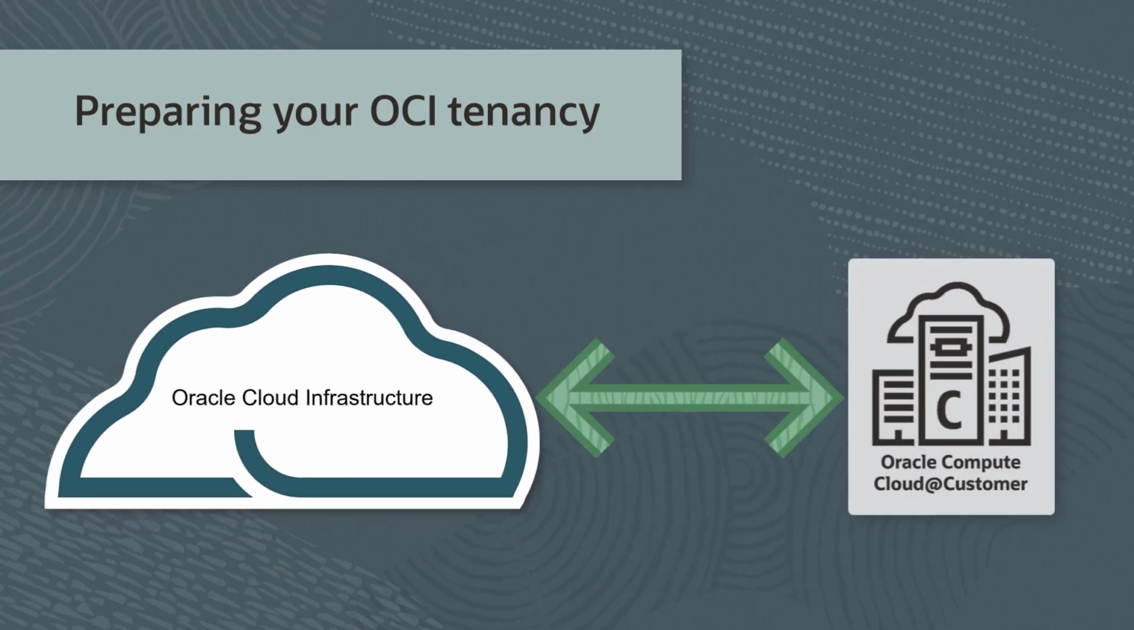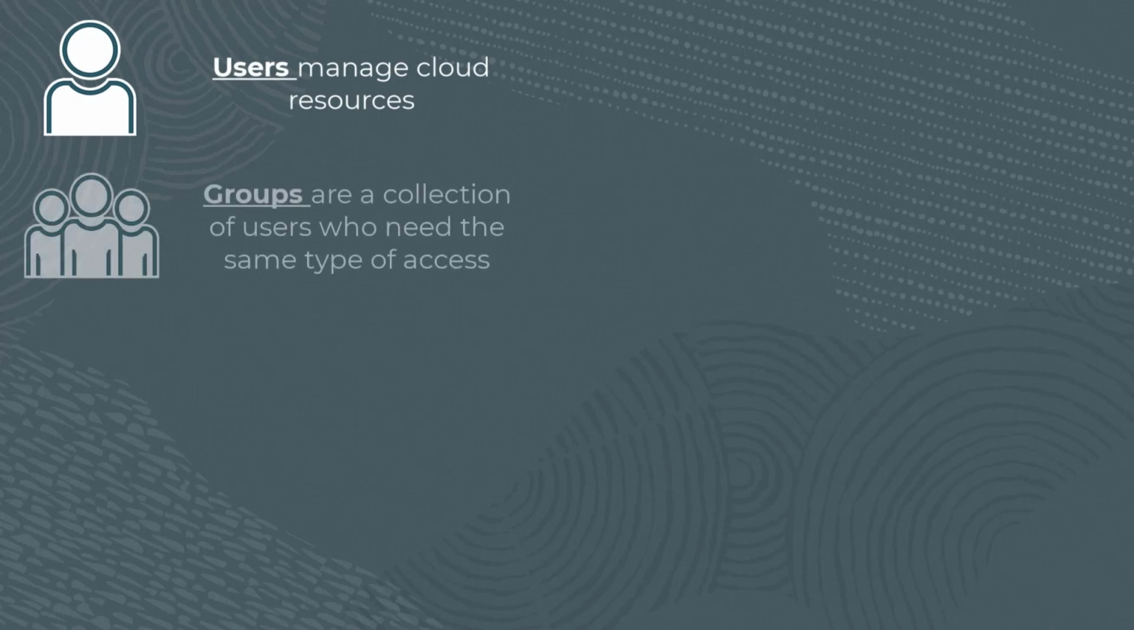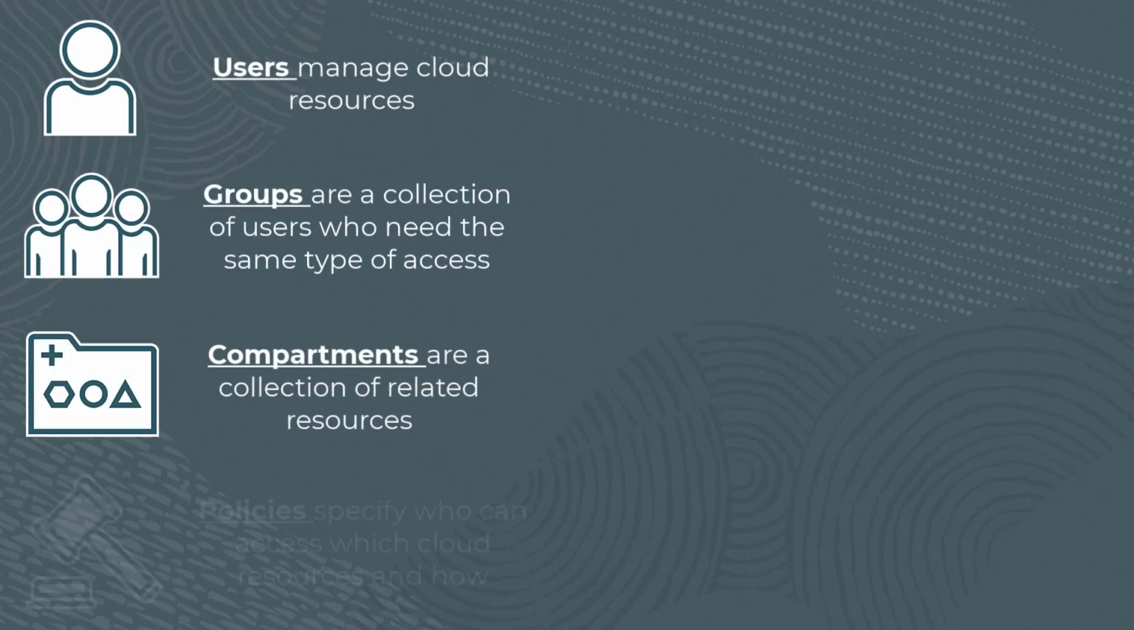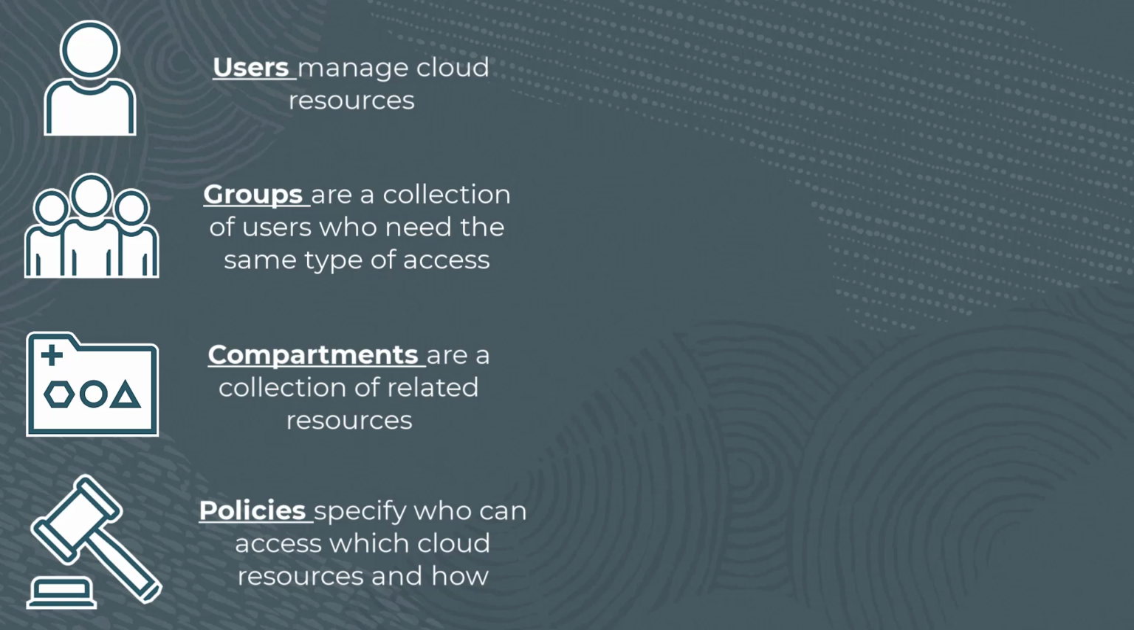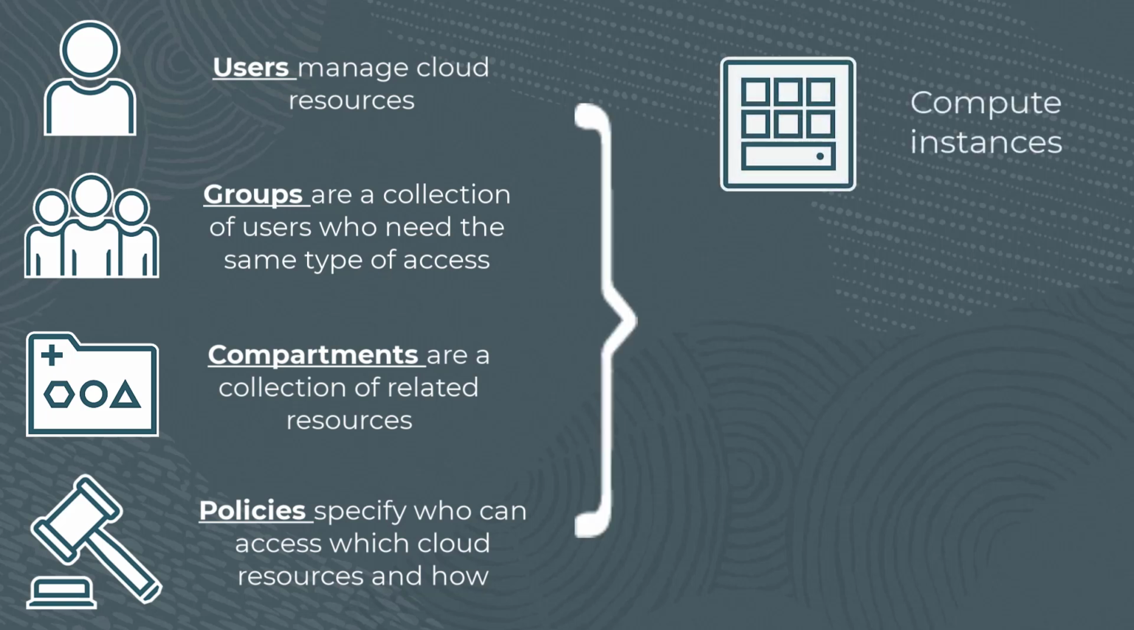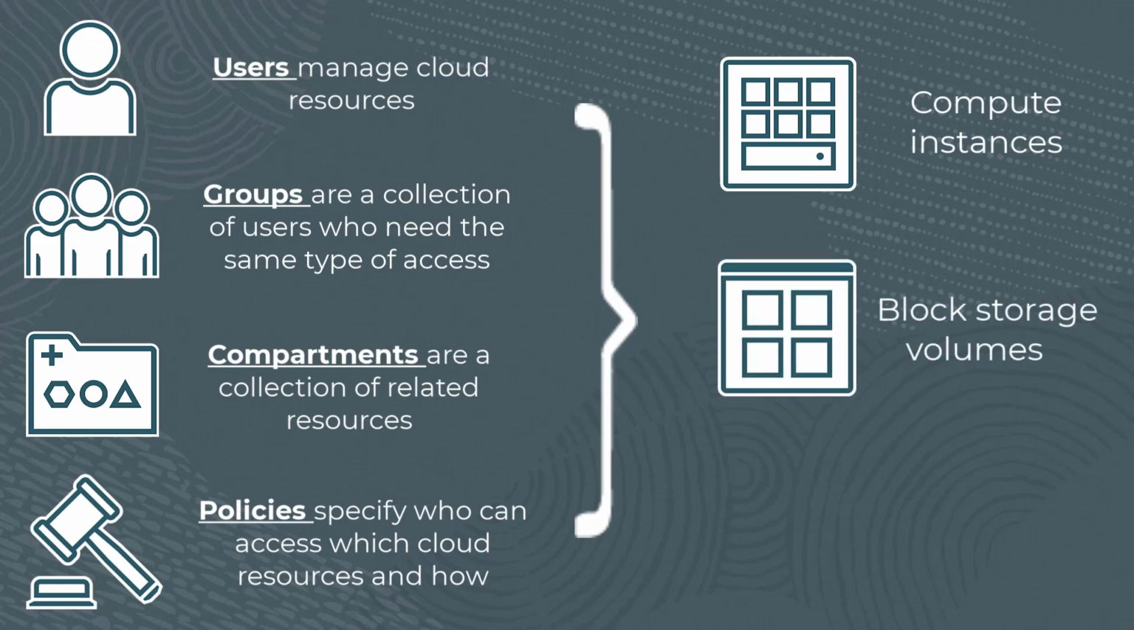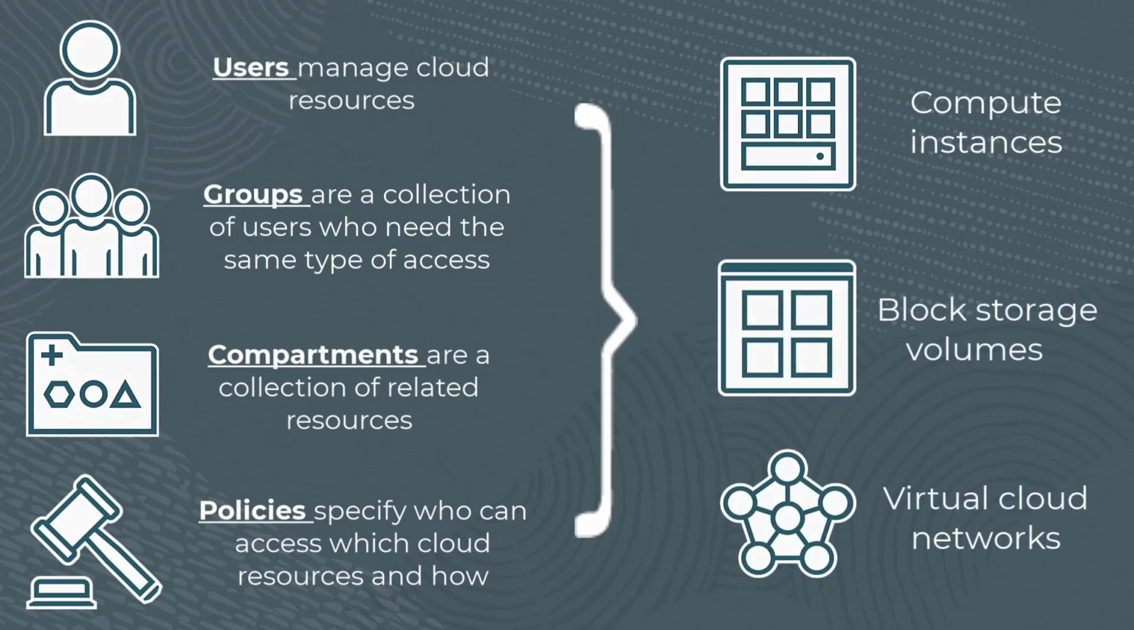These resources are used only in establishing the connection between Oracle Cloud infrastructure and the Compute Cloud customer infrastructure. You still need to create Identity Access Management or IAM resources, that is, users, groups, compartments, and policies needed to organize and isolate your cloud resources, such as compute instances, block storage volumes, and virtual cloud networks.